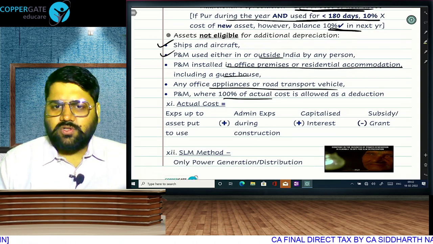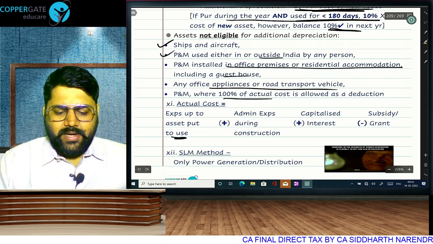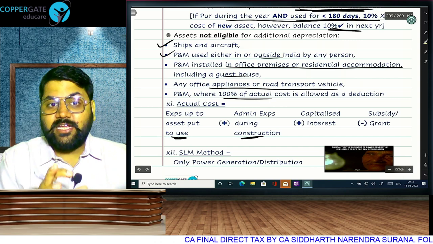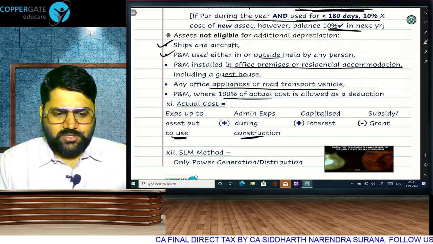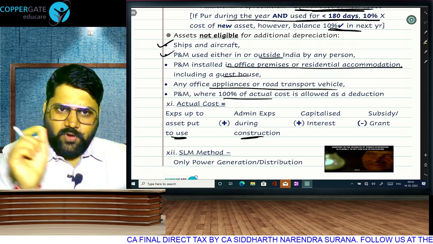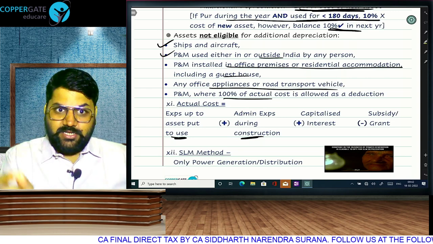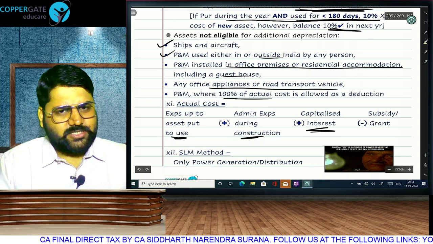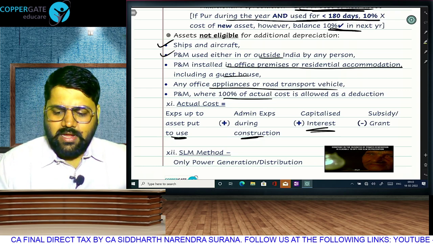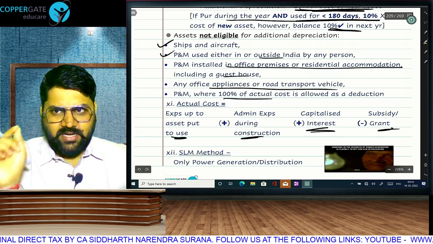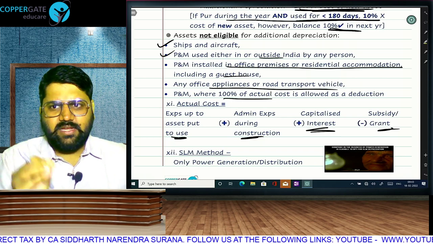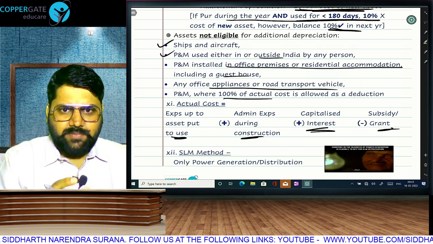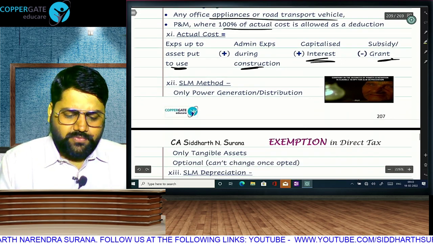How do you decide the cost of any asset? Of course, all expenses before using the asset for the first time, plus if there is any interest on borrowed capital, based on accounting standard also. If you borrow any money for acquiring an asset, then the interest due before using the asset for the first time will also be capitalized. All admin expenses of that period will also be capitalized, and minus if there is any subsidy or grant received from the government specifically related to this asset, then that is how we will find out the cost of the asset which will be taken in our block, in the block of assets.